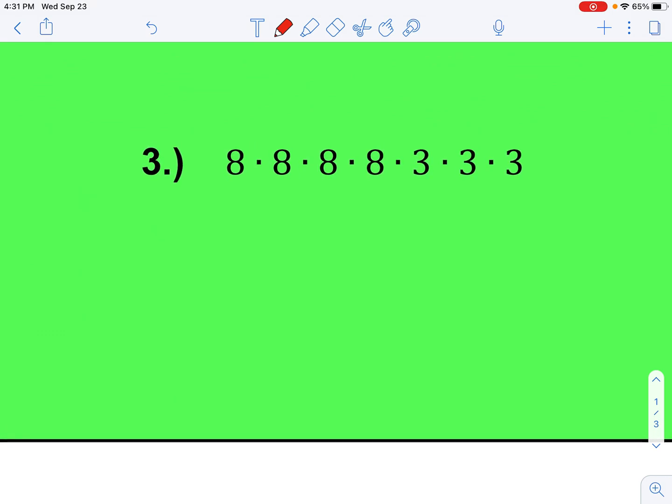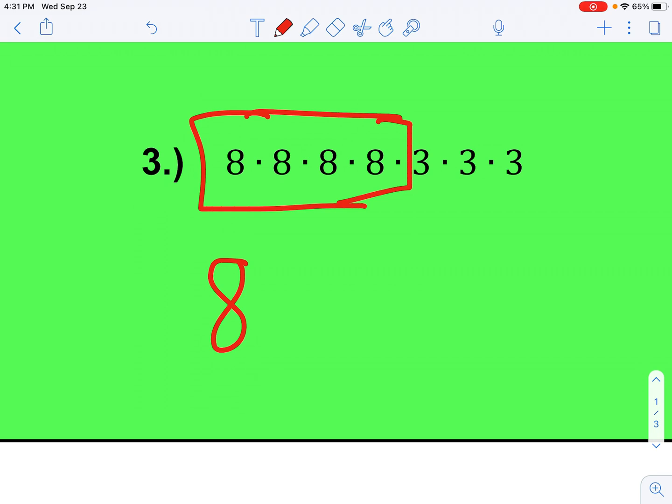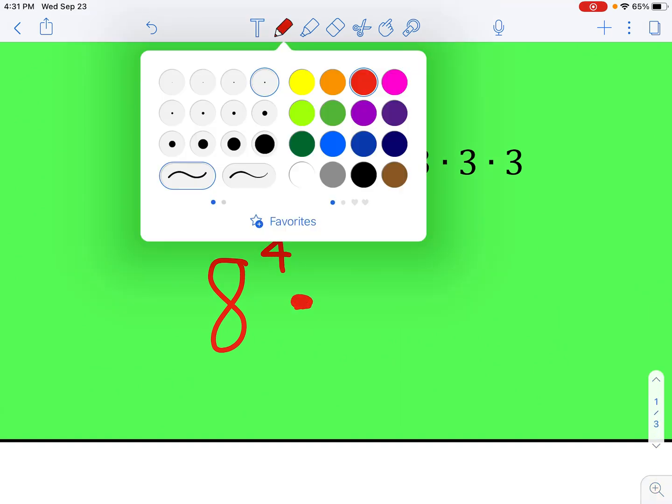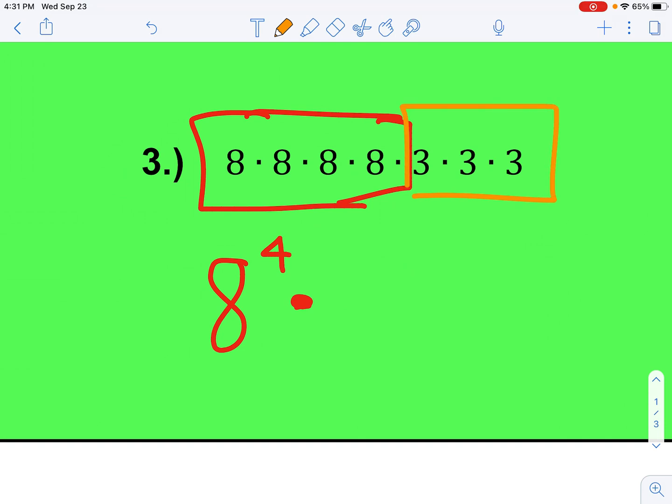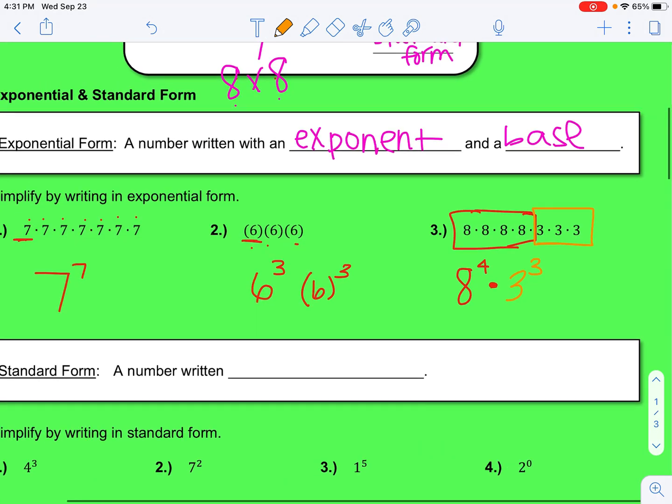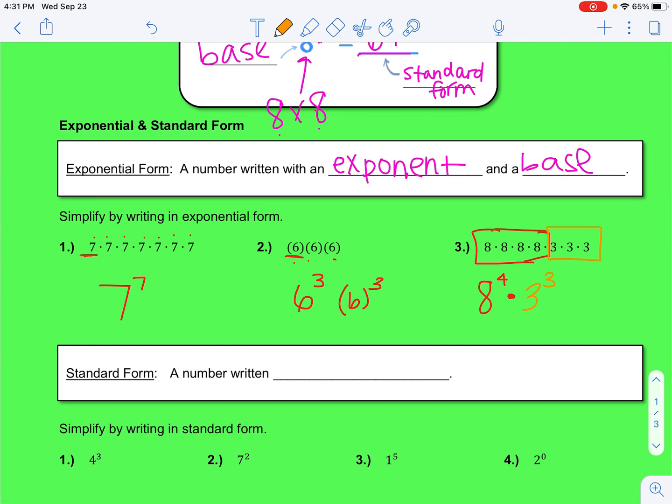Let's look at number 3. This one I see 8's and 3's. Let's focus on our 8's first. My base is 8. How many 8's am I multiplying by each other? 4. Now I'm going to look at my 3's. 3 is my base. How many 3's am I multiplying by each other? 3. So that is exponential form.